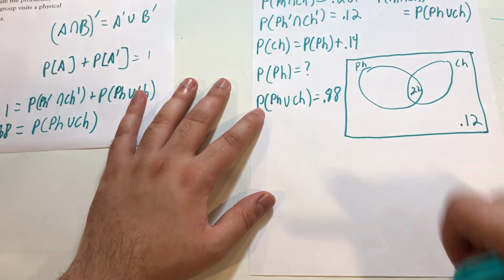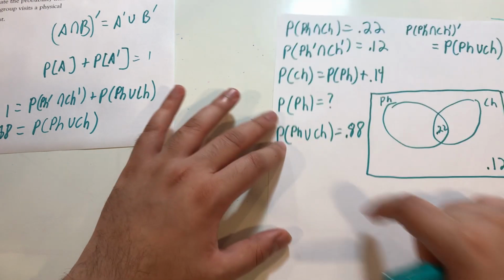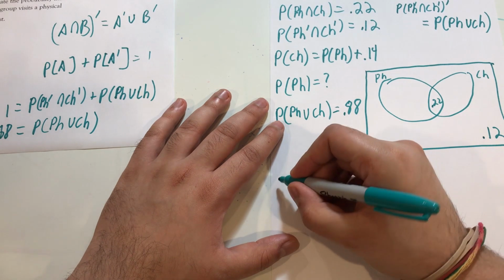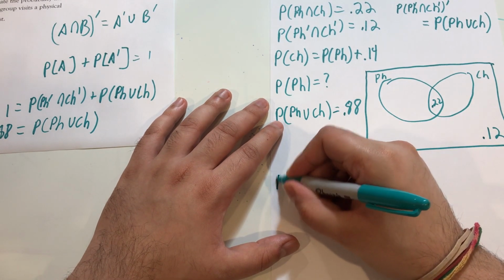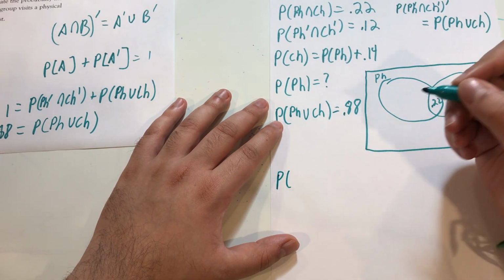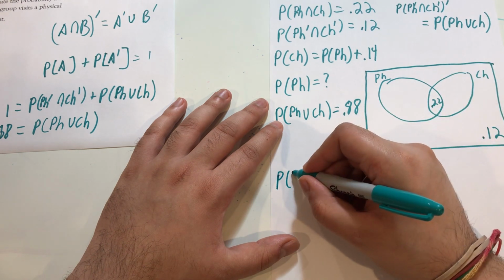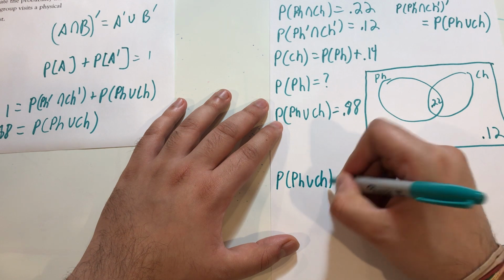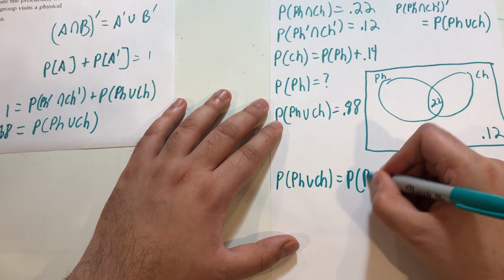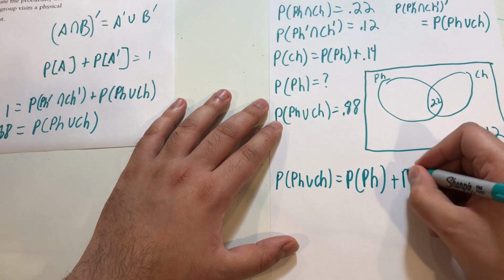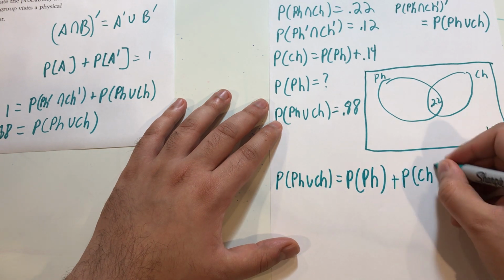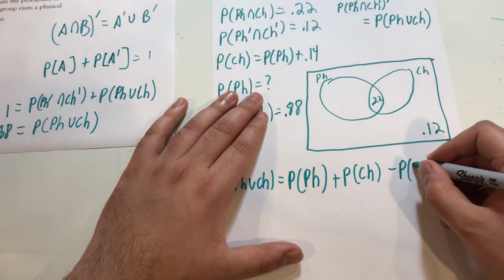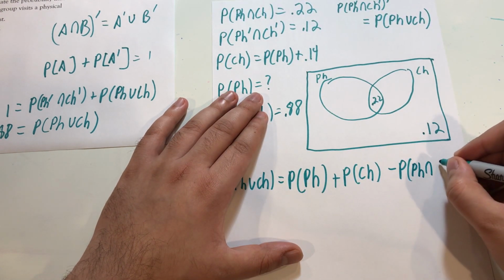We have this union, right? What we're looking for is this, P(H). So the probability, and this should be something very familiar, right? This particular formula: the probability you go to a physical therapist or a chiropractor is equal to the probability you go to a physical therapist plus the probability you go to a chiropractor minus the probability you go to both physical therapy and a chiropractor.